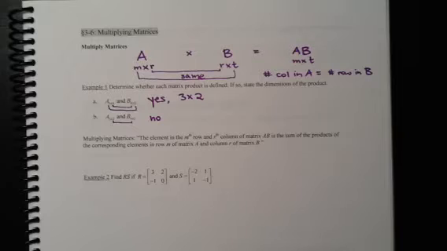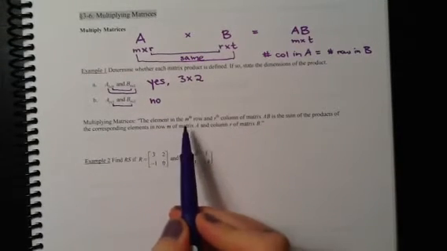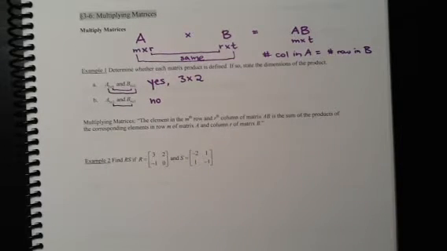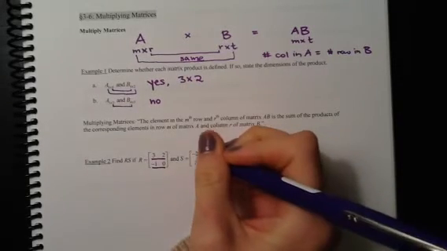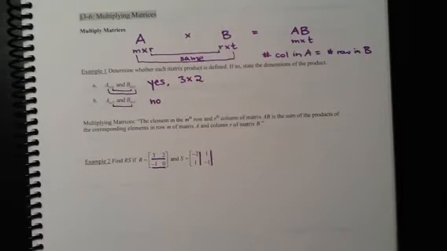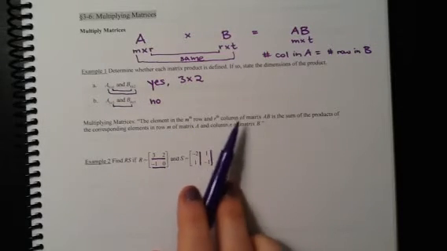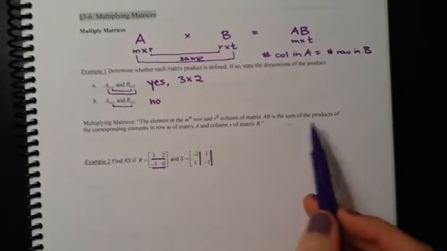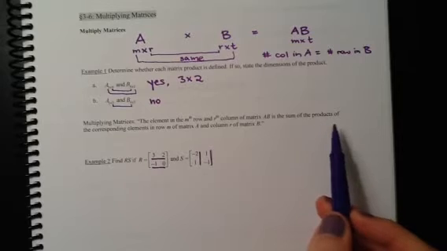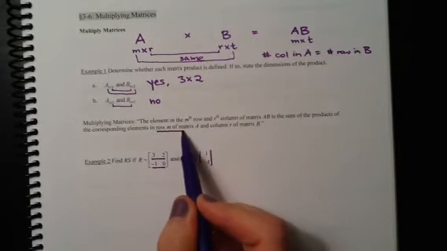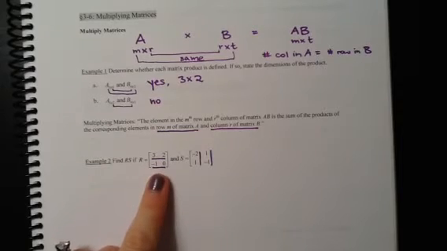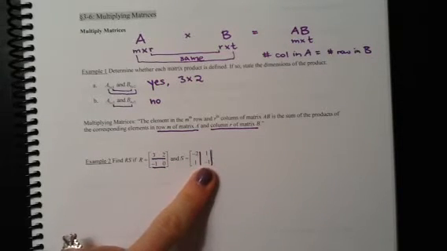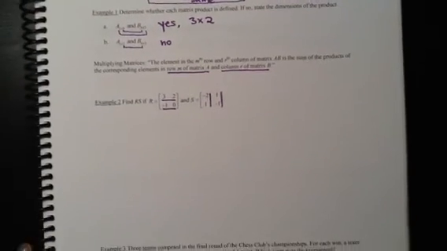Okay, so let's learn how to actually do this. Multiplying matrices: the element in the mth row and rth column of matrix AB. I know this all sounds very generic and weird. So what we do is we organize the first matrix by rows like this, and we organize the second matrix by columns like this. The element in row M, column R of matrix AB is the sum of the products of the corresponding elements in row M of matrix A and column R of matrix B. The important part is that the first matrix you're going by rows, and the second matrix you're going by columns.